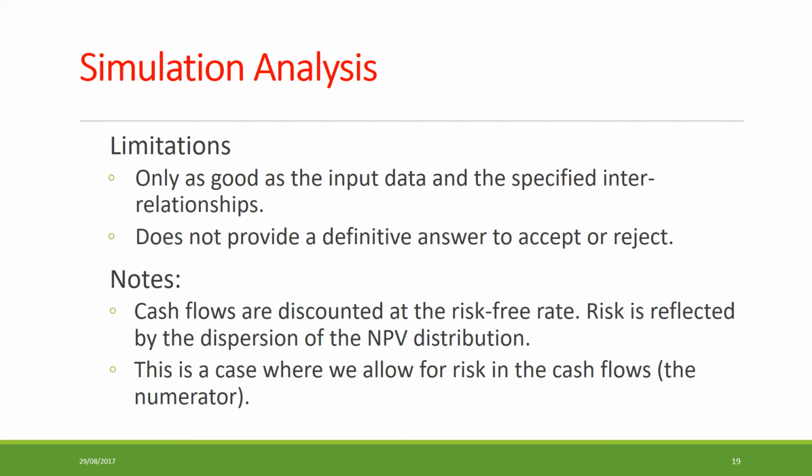So a note here is that for simulation analysis, we discount cash flows when we calculate the NPV. We discount cash flows at the risk-free rates. The volatility of the cash flows is reflected, however, in the dispersion of the distribution of the NPV. Right, so if we look at the normal distribution, this variable here is what we call a standard deviation. This gives us the volatility of the NPV analysis.